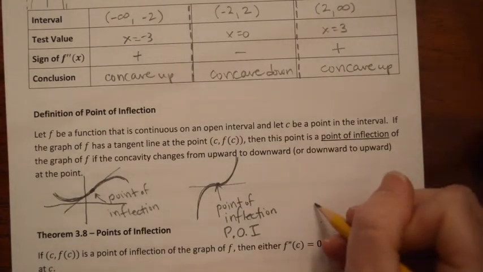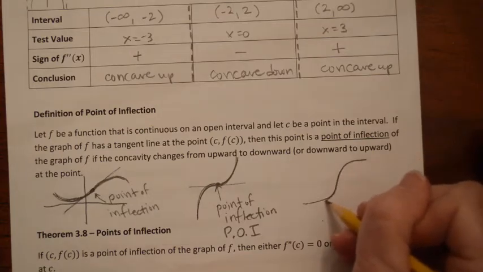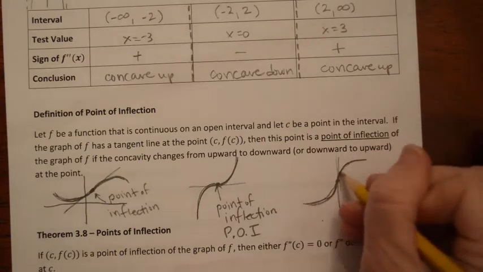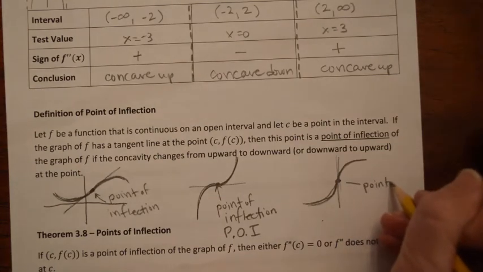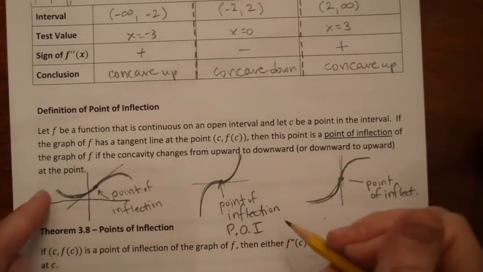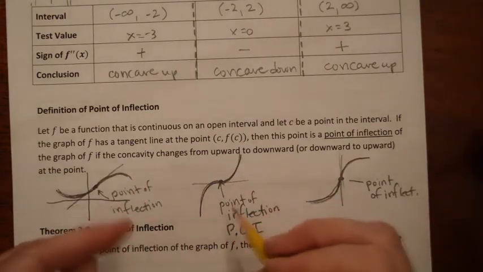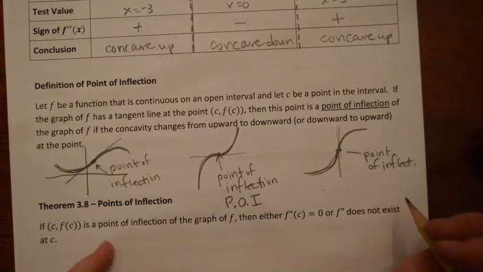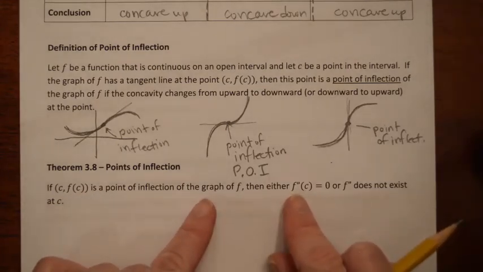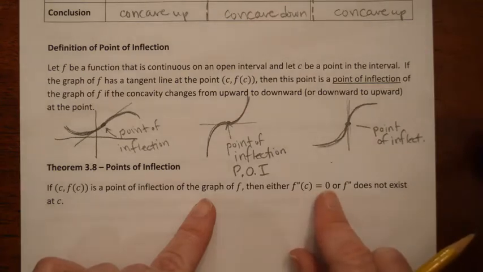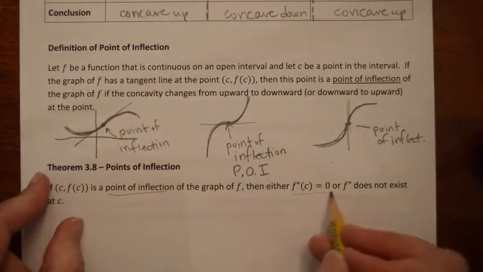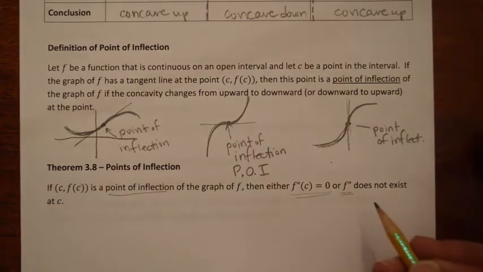And then the third type is if we end up with a graph like this, right, where I might have a vertical tangent line. Right, again, here concave up, concave down, that right here is the point of inflection. All right, so if it switches from concave up to concave down or concave down to concave up at that point, then it's a point of inflection. All right, so here is theorem 3.8. If (c, f of c) is a point of inflection of the graph, then either the second derivative must have been 0 there, or it did not exist. All right, so if we've got a point of inflection, the only way that could have happened is if the second derivative was 0 or it did not exist there.